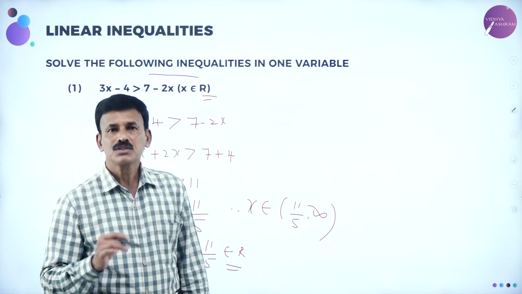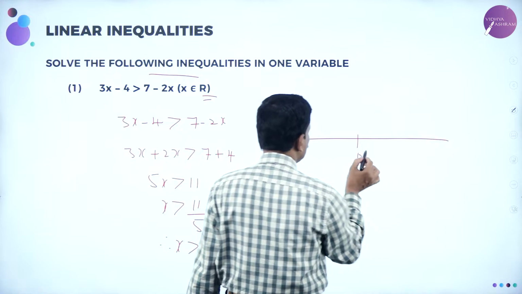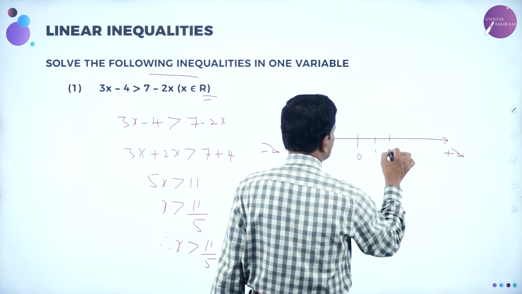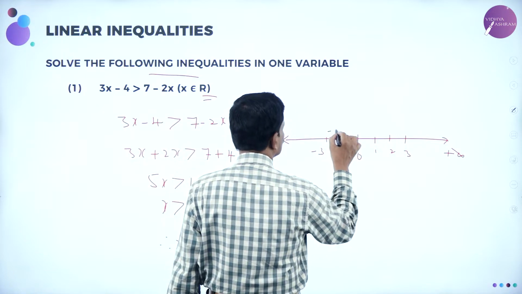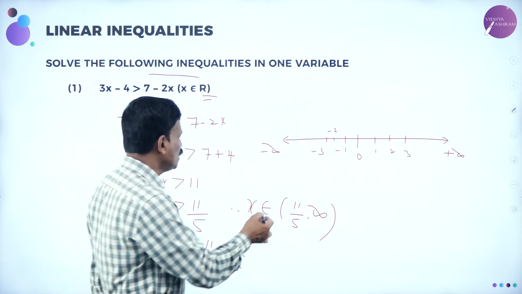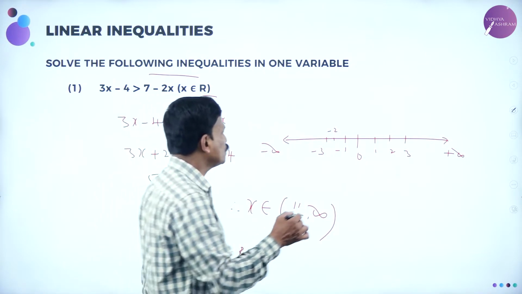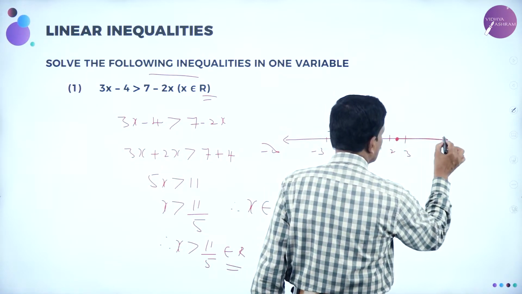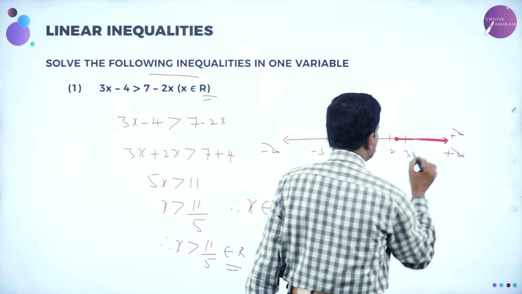So this can be represented on a number line like this. Let us draw a line. This is 0, this is minus infinity, this is plus infinity, this is plus 1, plus 2, plus 3, minus 1, minus 2, minus 3. Okay. Now what are the values here? x belongs to 11 by 5 comma infinity. Actually 11 by 5 is nothing but, 5 twos are 10, almost equal to 2.2. So this is the number, and the numbers greater than this up to plus infinity are the values of the solution.